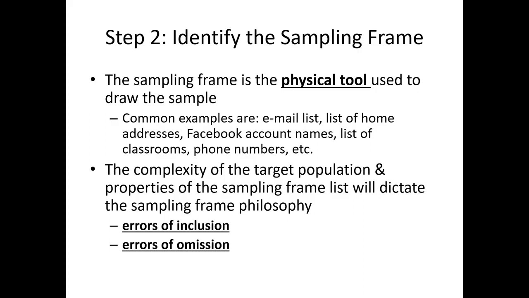In marketing, the most common examples are email lists, lists of home addresses, phone numbers, Facebook account names, Twitter account handles, and so on. Now, in a perfect world, we will have a sampling frame that perfectly overlaps with our population of interest. But this is almost never the case. Instead, there are discrepancies between what we have in our sampling frame and what our population of interest is. And that leads to what is called errors of inclusion and errors of omission.